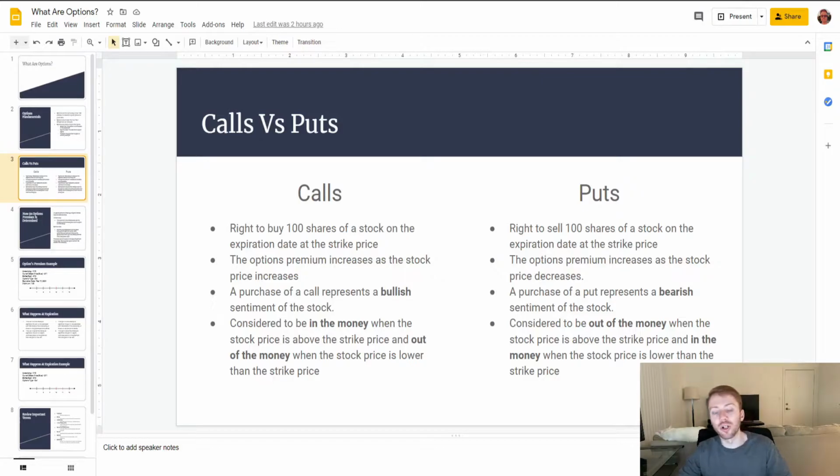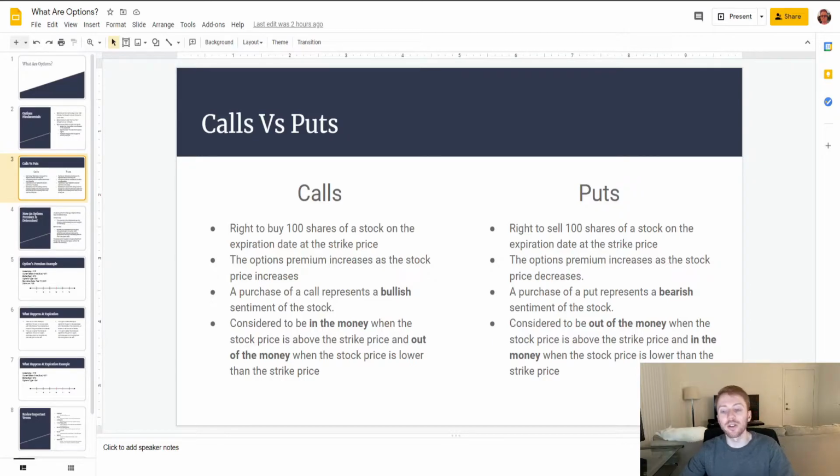So if you look at puts, it's basically going to be the exact inverse of a call. When you buy a put, that's the right to sell 100 shares of a stock on the expiration date at the strike price. The option premium increases as the stock price decreases. So a purchase of a put represents a bearish sentiment on the stock, because as the stock price goes down, your put is actually going to be worth more and more money.